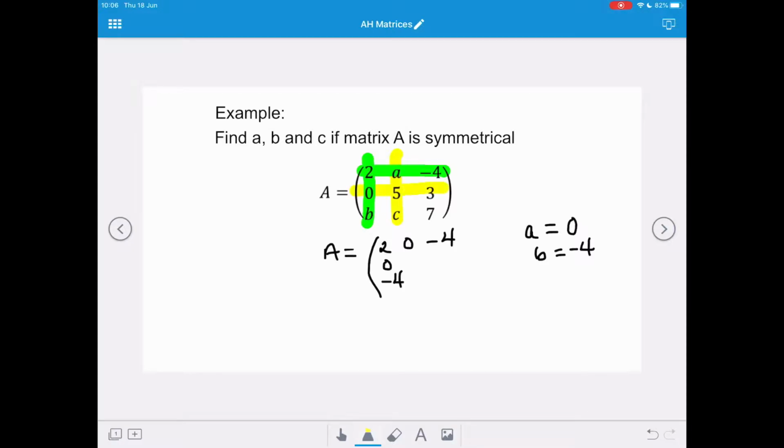So filling in the details on the matrix at the bottom, our middle row, or row 2, is going to become 0, 5, 3. That's going to be the same as our second column. And then we've got 7 in A33 to finish our matrix. So C equals 3.